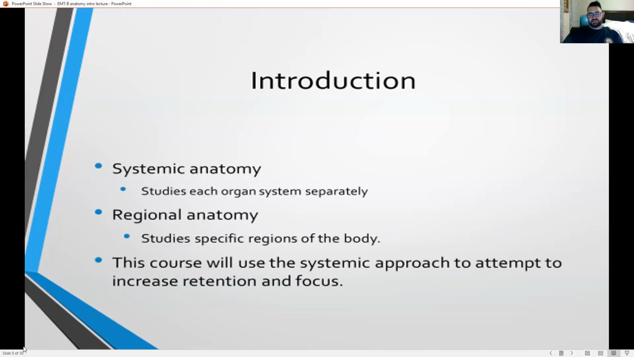So there is systemic anatomy and regional anatomy. For this course, we're mainly going to talk about systemic anatomy. The systemic approach we will use because it studies each organ system separately. While our beginning couple weeks here is going to be kind of like a big A&P overview, when we hit cardiology, we're going to go back over the heart anatomy again and study it singularly. And when we hit respiratory emergency, we'll go back over the lungs again and study that physiology and those anatomical structures again too.